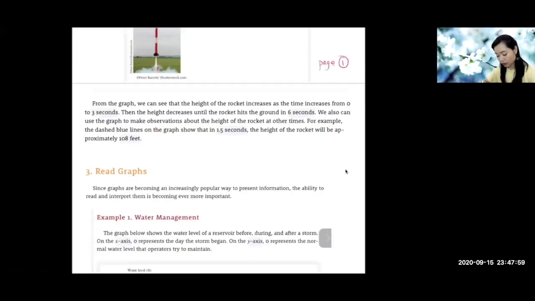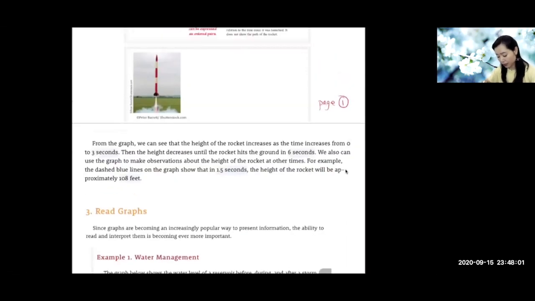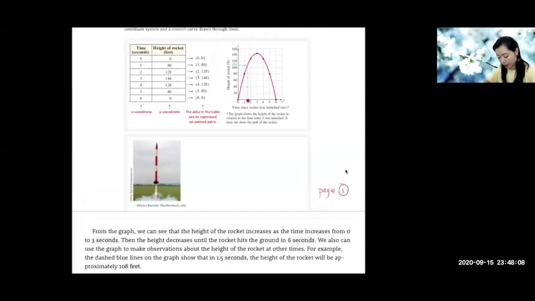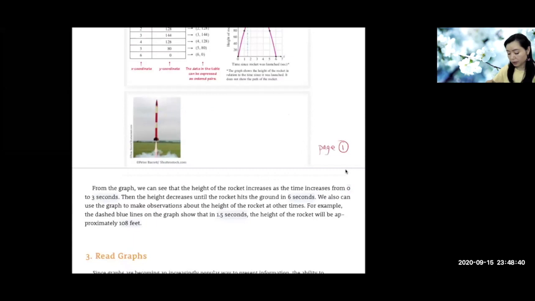You can also use the graph to make observations about the height of the rocket at other times. For example, looks like this one, 1.5 seconds. If I want to find the height of the rocket, I can go up, hit the graph, find this point, and look to the side and find the height of the rocket, which is about 108. So we say that when the time is 1.5 seconds, the rocket is about 108 feet high.